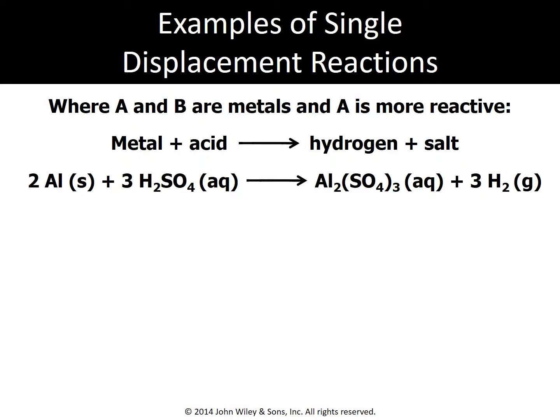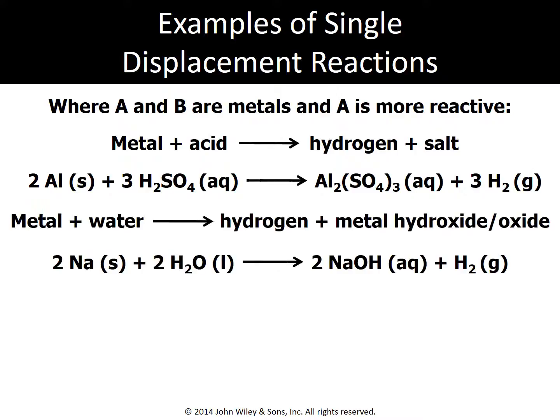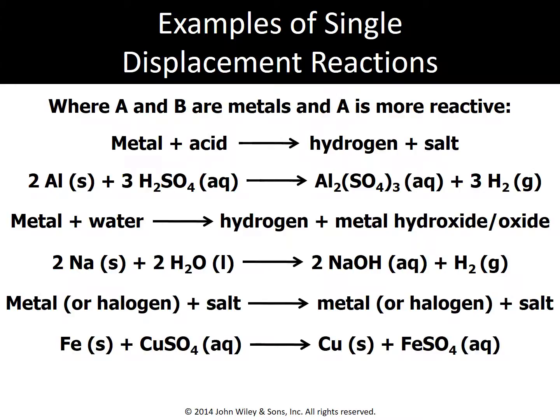Let's look at some other examples of single displacement. Here we have a metal and another acid, giving us again our salt and our hydrogen gas. Here we can see metal and water, giving us our hydrogen and our metal hydroxide or oxide. And our last one, we'd have a metal plus a salt, gives us a metal and a new salt. So this last one is probably the most clear. We're starting with iron and copper sulfate. That reaction yields copper plus iron sulfate.